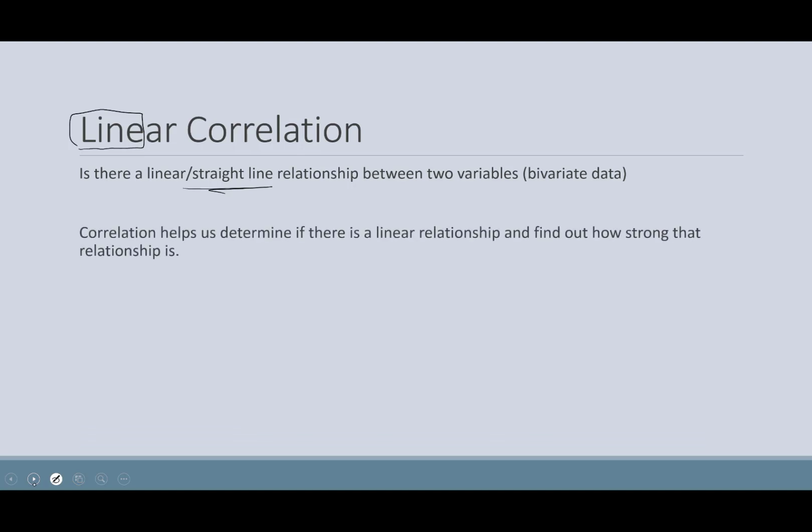Correlation allows us to determine if there is evidence to state that there is a linear relationship, and it also gives us an idea of how strong that relationship is. One thing to keep in mind is that correlation does not imply cause and effect. This is an issue we sometimes run into, especially in the media. If a study finds a correlation between two items, oftentimes it'll be assumed that one causes the other, and that is not what correlation does for us.